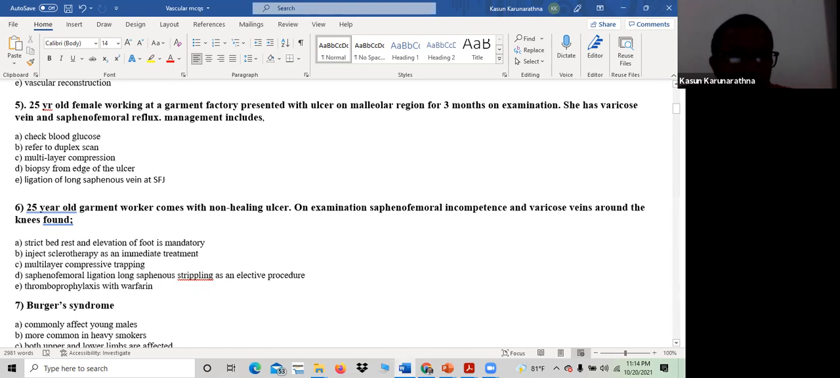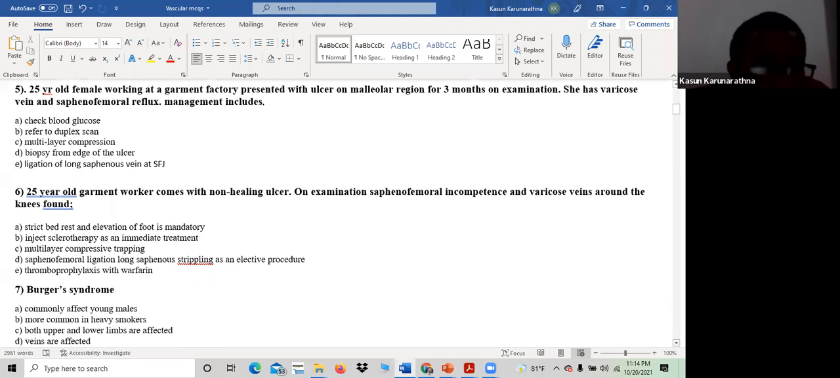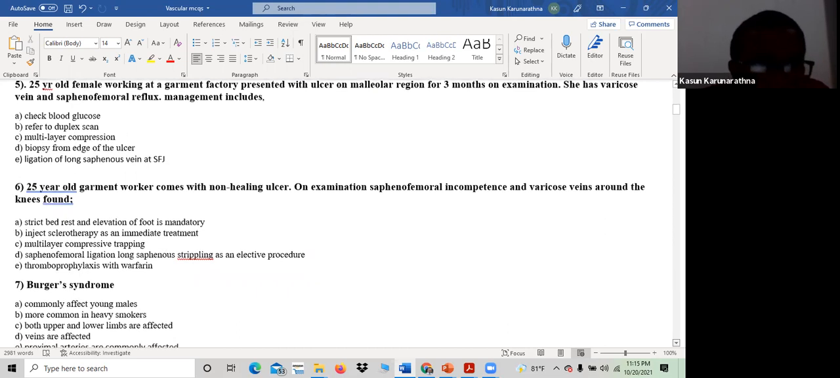Question number 6. A 25-year-old garment worker comes with a non-healing ulcer. On examination, suffering from incompetence, varicose veins around the knees were noted. What are the answers for question number 6? Strict bed rest and elevation of foot is mandated. That is false. Inject sclerotherapy as an immediate treatment. That we can take as true, right? Multi-layer compression stocking, again true. Saphenofemoral ligation and long saphenous stripping as an elective procedure, true. Thromboprophylaxis with warfarin. That is false, right? That is false.